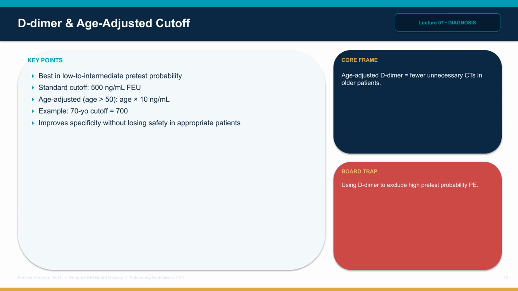The age-adjusted cutoff for patients over 50 is age times 10 in nanograms per milliliter. So, a 70-year-old has a cutoff of 700. Age-adjusting improves specificity without sacrificing safety in appropriate patients. The classic distractor, a high pretest probability vignette with a negative D-dimer offered as a discharge option. Skip the D-dimer, go straight to CT pulmonary angiography. A negative D-dimer does not exclude high probability PE.